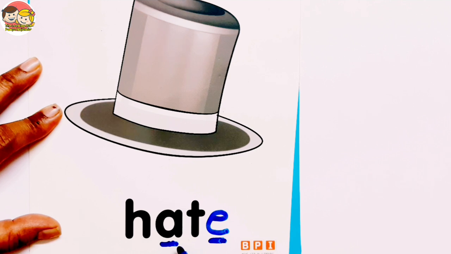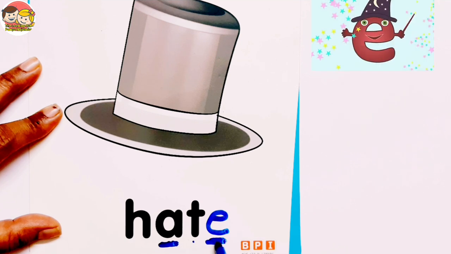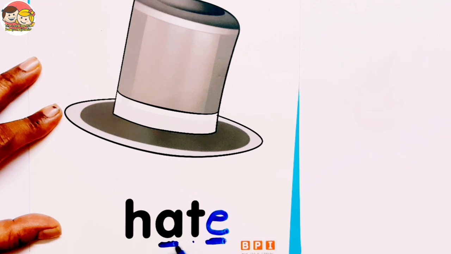Long vowel sound means the letter itself. The letter says its own name. So here the letter is A. So the sound is A. A, T. Hate. And E is silent. Shh. So this is called the magic E. The magic E changes the short vowel sound into a long vowel sound.